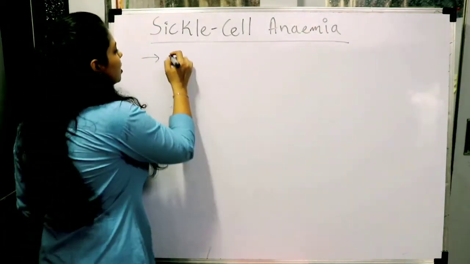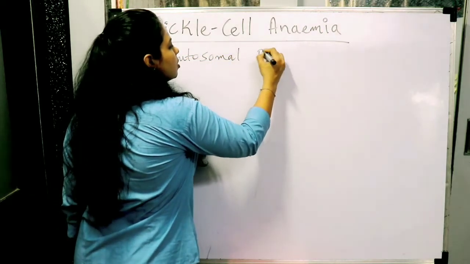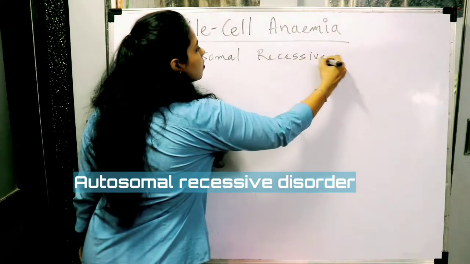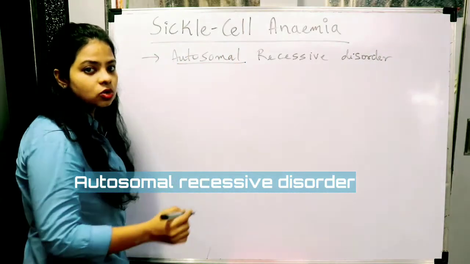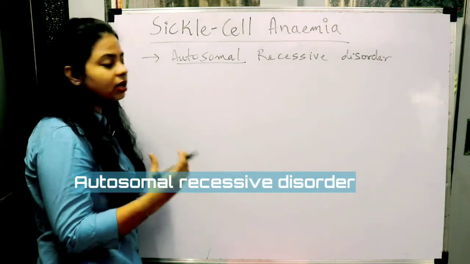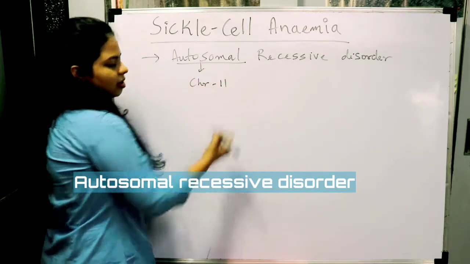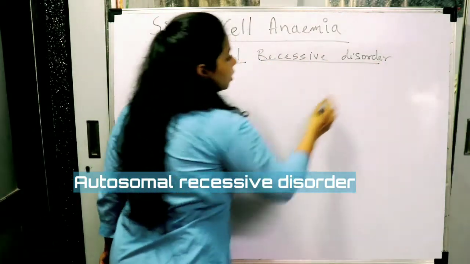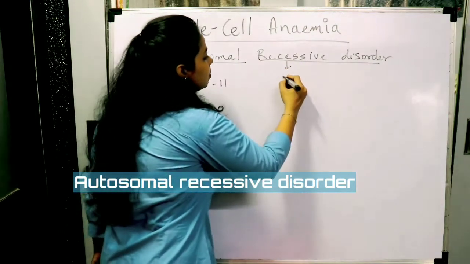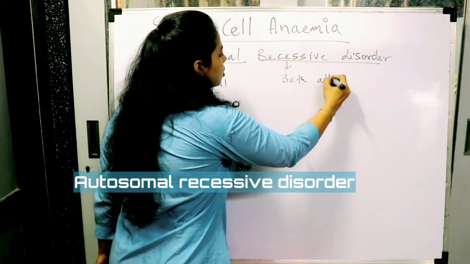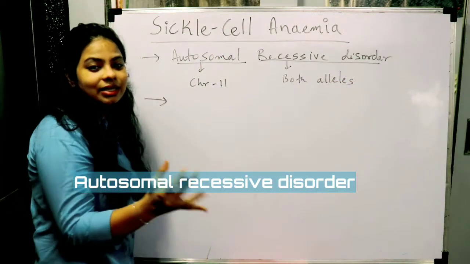Now sickle cell anemia is an autosomal recessive disorder. Now what does this mean? Autosomal disorder means the defective gene, that is the mutated gene, is present on an autosome. Here it is present on chromosome number 11. Then it is a recessive disorder, which means that when both the alleles of the gene are mutated or affected, then the disease is caused. Is it clear?